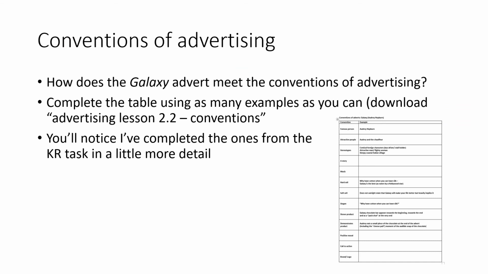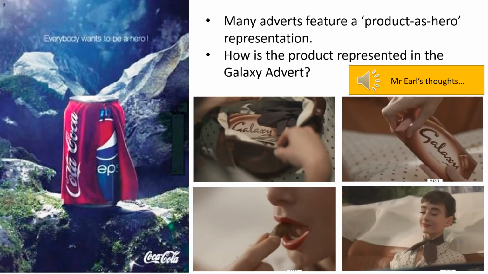I'd like you to think about how the Galaxy advert meets the conventions of advertising. Now, we've already looked at this partly as the KR task. I want you to do it in a bit more detail now. So make sure you've got the advertising conventions sheet, and I'd like you to fill in as many examples as you can. And it's quite interesting when you think about it, that this colour scheme of the advert all the way through reflects the colours of the Galaxy bar.